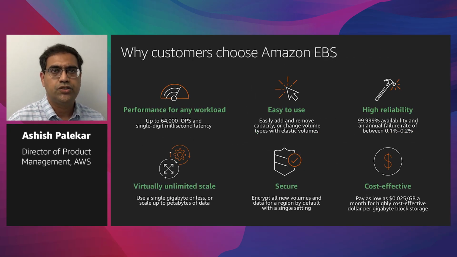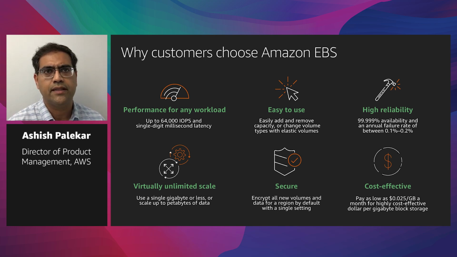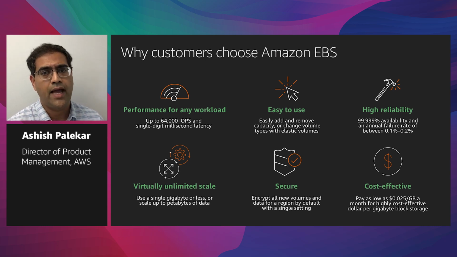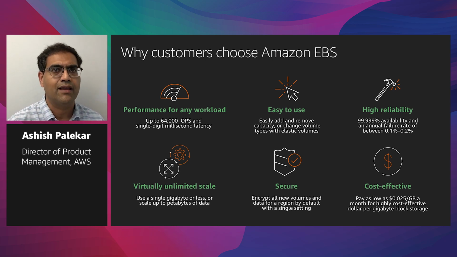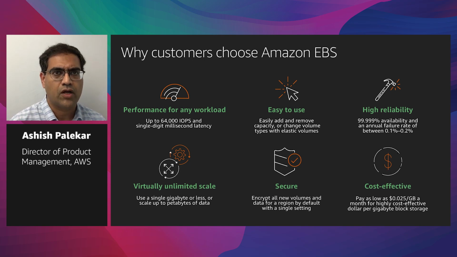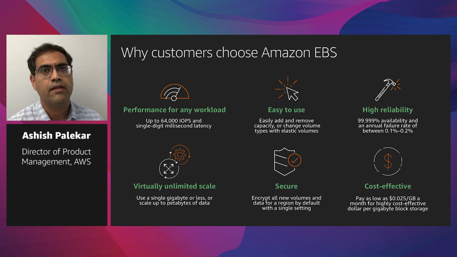So when customers choose EBS, what are some of the reasons that they choose EBS for? It is really about performance for a wide variety of workloads. It's about ease of use, choosing the right volume, choosing the right capacity. It's about high reliability with availability in the 5 nines and an annual failure rate between 0.1 to 0.2%. It's about being able to scale to literally what your business needs. It's about security, and we'll talk about some of the features a little later. And it's about being cost-effective and having a range of options that you can choose for your workload.